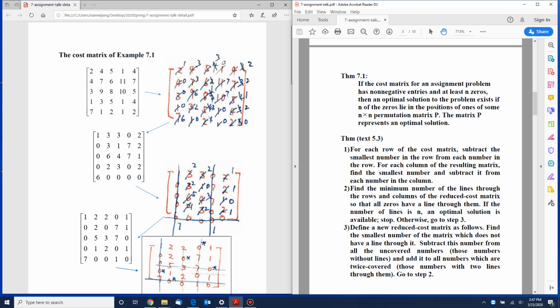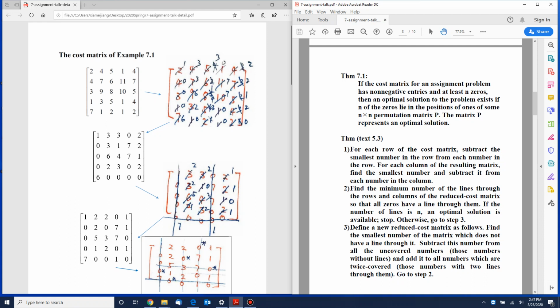Now before we do that, let's just read theorem 7.1. If the cost matrix for an assignment problem has non-negative entries and at least n zeros, then an optimal solution to the problem exists if n of the zeros lie in the positions of some n by n permutation matrix P. The matrix P represents an optimal solution. Okay, we just leave it aside.